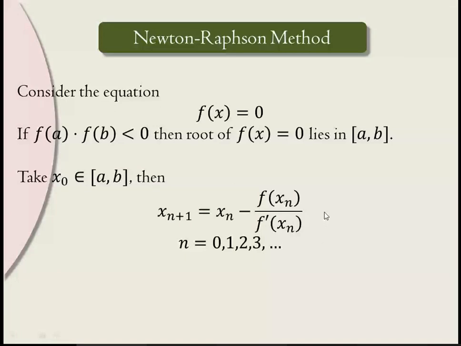Now, how can we graphically reach the required root using this method? What does it actually do? Firstly, we need two points A and B, where f of A and f of B must have opposite signs. Then you can take any point x0 in between. x0 depends on you. There is no restriction on that. It must be between the interval. That is the only thing you have to remember.